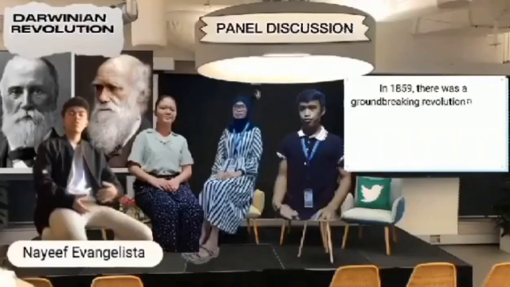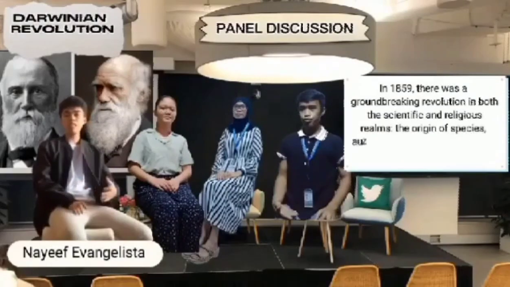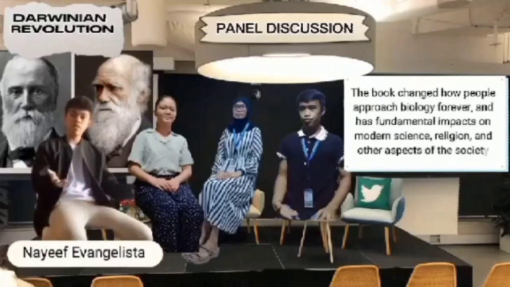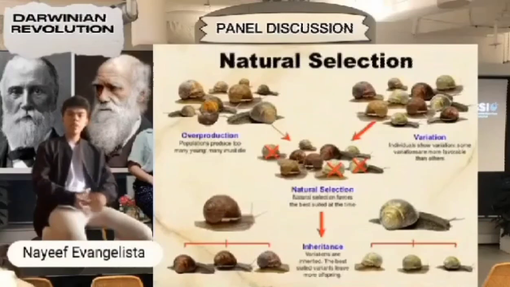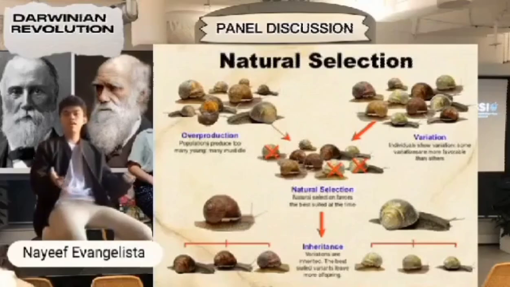In 1859, there was a groundbreaking revolution in both the scientific and religious realms. The Origin of Species, authored by Charles Darwin, was published. The book changed how people approach biology forever and has fundamental impacts in modern science, religion, and other aspects of society. Darwin's theory of evolution by natural selection is the idea that species change over time as a result of the interaction between genetic variation, environmental pressure, and competition for resources. It's a powerful framework for understanding the diversity on Earth and has been supported by an enormous amount of scientific evidence over the past century and a half.